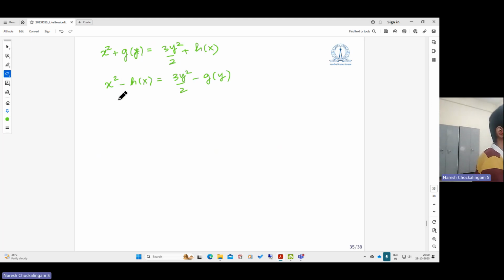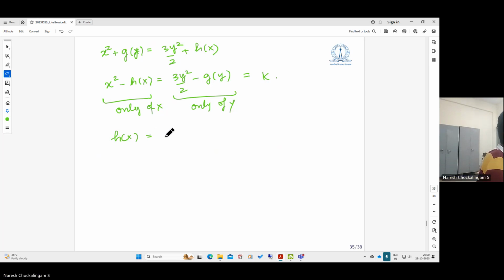What does this mean? The left hand side is a function only of x, the right hand side is a function only of y. So both of them should be equal to a constant k. Therefore, h of x is nothing but x squared minus k, whereas g of y is nothing but 3y squared by 2 minus k.